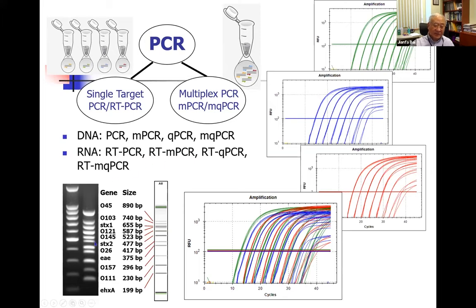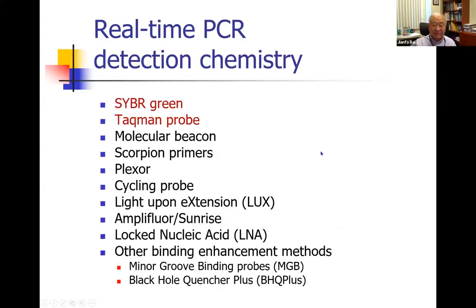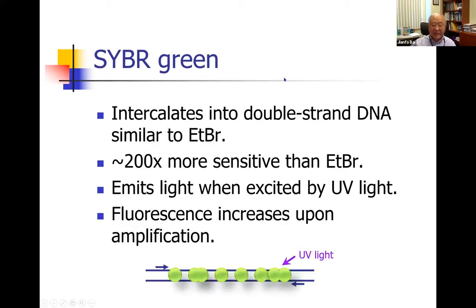But for regular PCR, if you design different genes with different molecular weights, then when you run them on a gel, they can be separated. Then you can put more pathogens or genes in one reaction. That's how you multiplex them. For detection chemistry, you have a long list, but most people use SYBR and TaqMan. I'll just touch on these two.